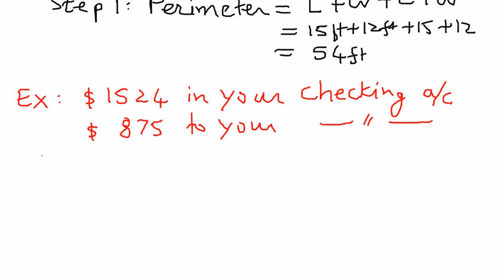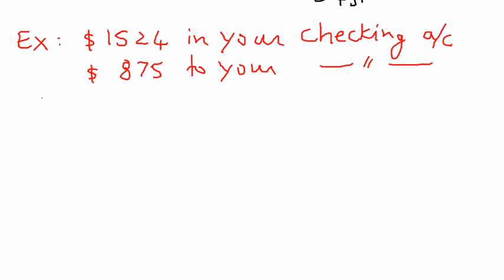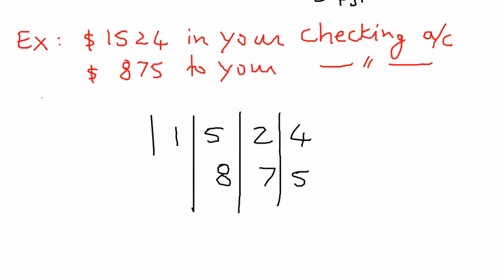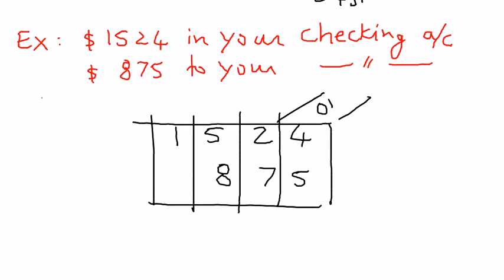So what do we do? We're going to use our knowledge of the place value chart and then add these numbers. We'll write these numbers as 1, 5, 2, 4, and then the second number is 8, 7, 5. Let's draw these lines just to make sure that we are placing these numbers in the right location. This is the ones place. This is the tens place. This is the hundreds place, and this is the thousands place.